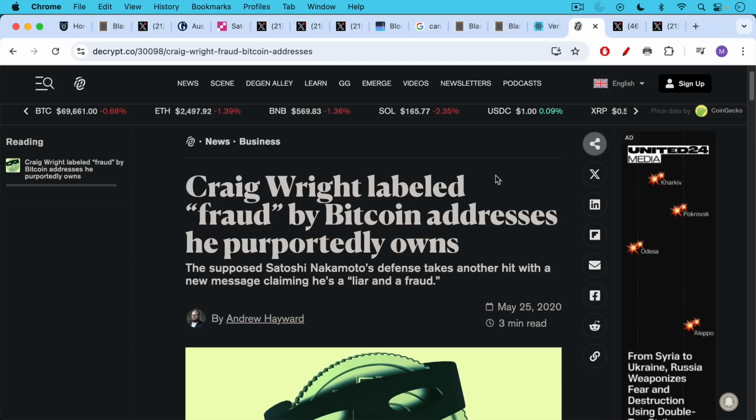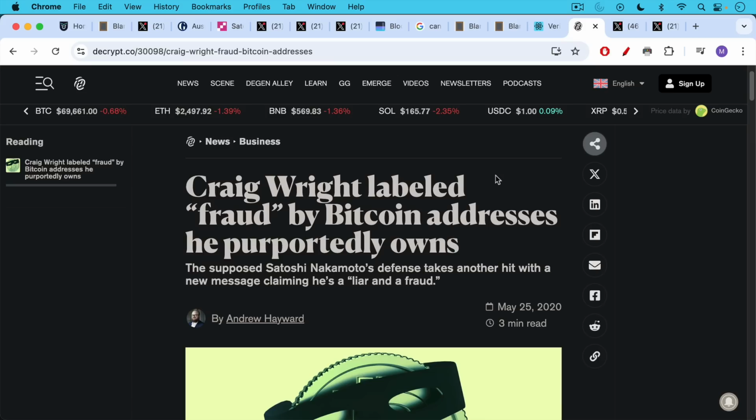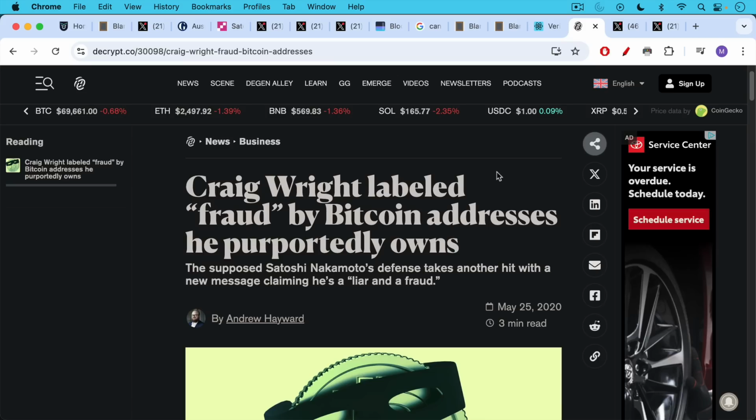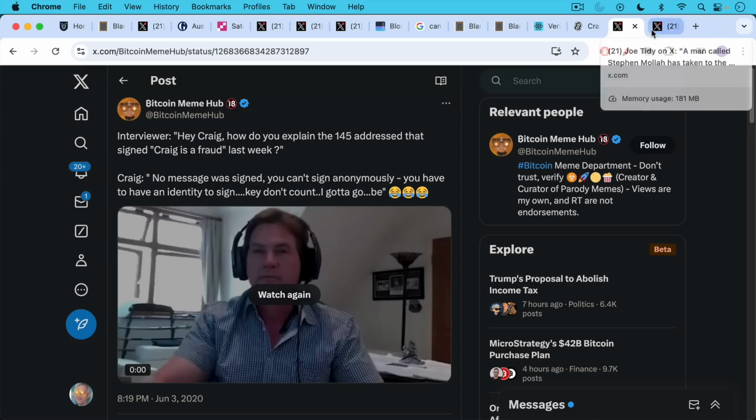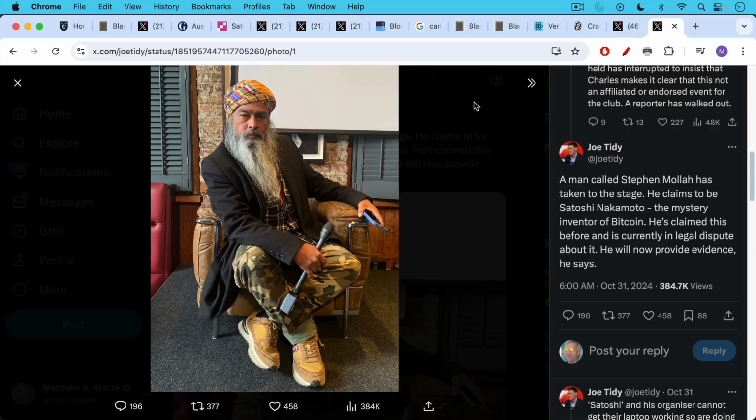And this was a little problem that Craig Wright had, because he told the UK court that he controlled certain Bitcoin addresses. But anyway, people signed messages calling Craig Wright a fraud and completely embarrassed him and showed what a liar he was in front of the court. He tried to walk it back saying, no message was signed. You can't sign anonymously. You have to have an identity to sign. Keys don't count. He has no idea what he was talking about. So this is pretty funny that this would happen to Bitcoin addresses that he claimed to control.